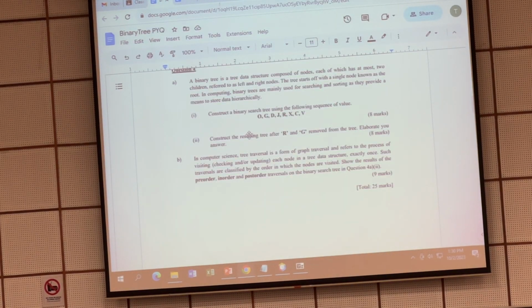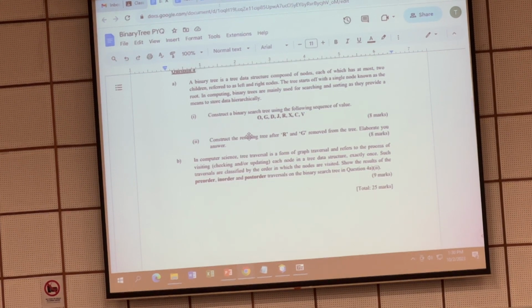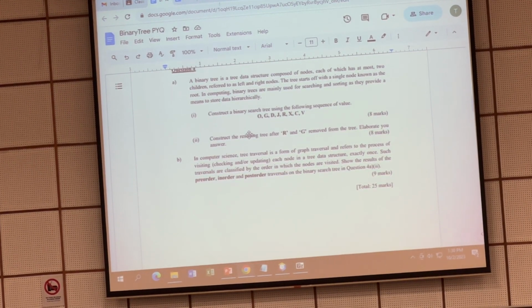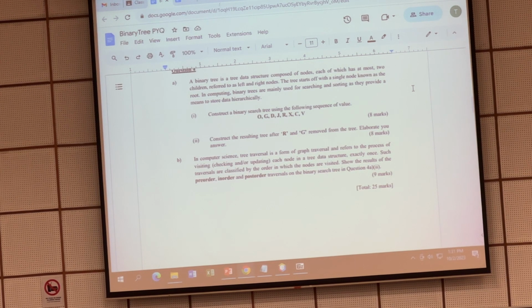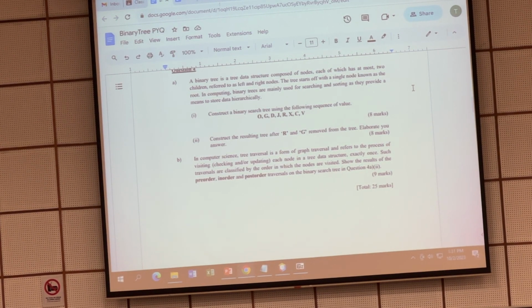This question. Value is given. Then you have to draw your tree. Take a look at the alphabet. This one you must know your ABC. If you don't know your ABC, then we call you up.